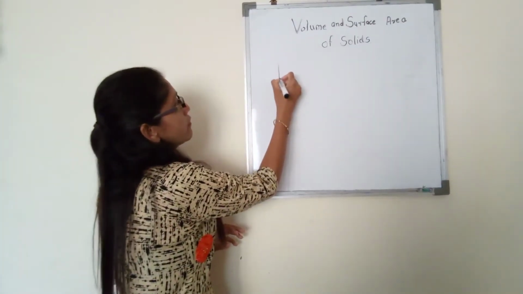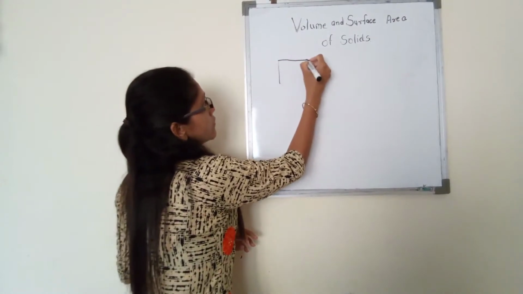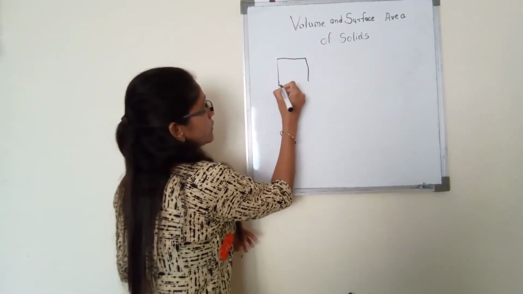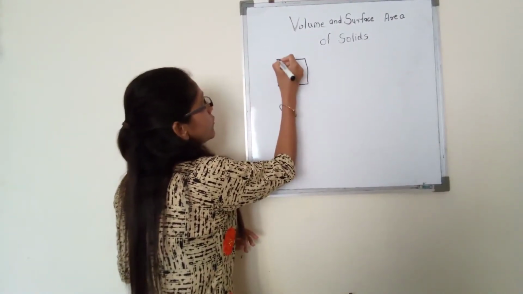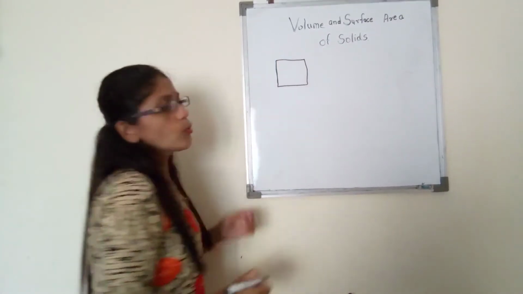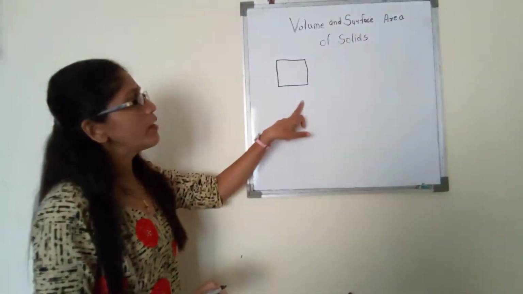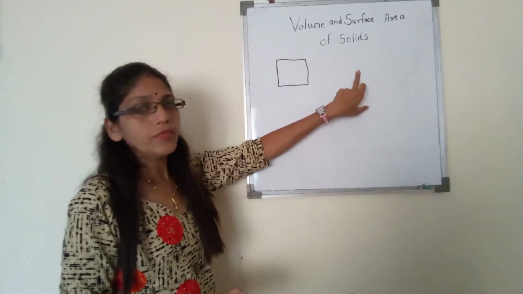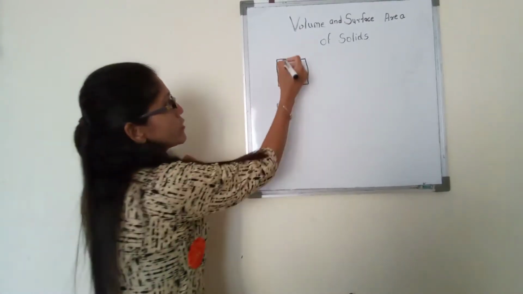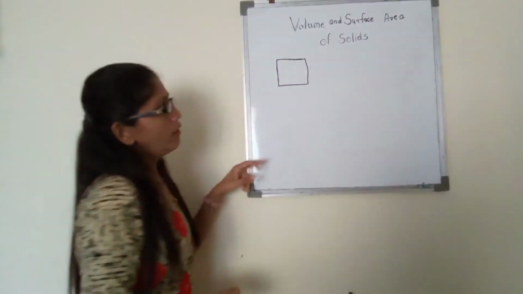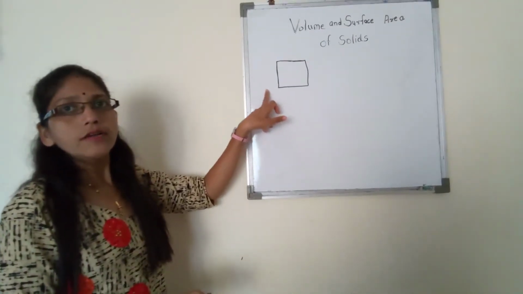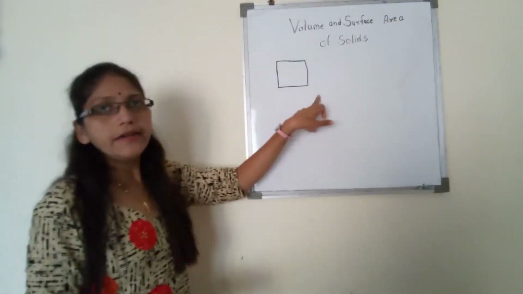First we will see about the square. Okay, this is the square. You know about the area of the square? The area of the square means side square, because all the sides of the square are equal. So the formula of the area is side square.